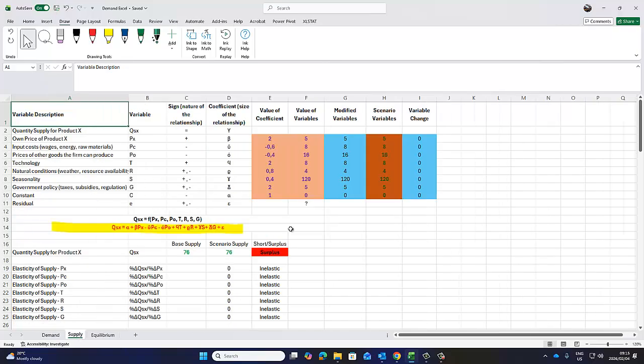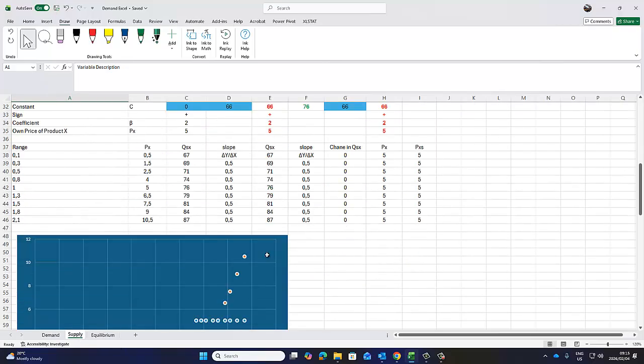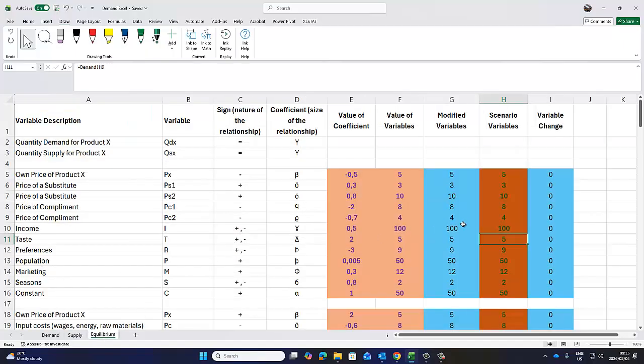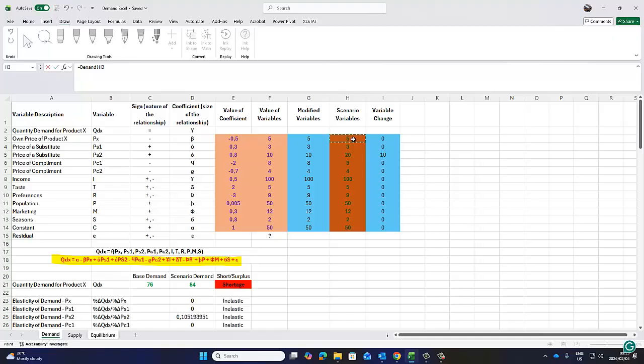So let's have a look. Supply side, nothing changes. Supply side is exactly the same. What happens to equilibrium? You see there, it didn't change. Why? Okay, so let's quickly do that. Let's link it to that one.